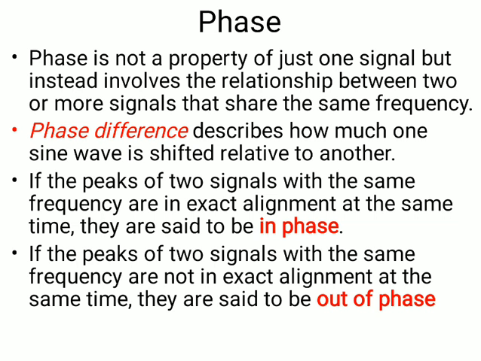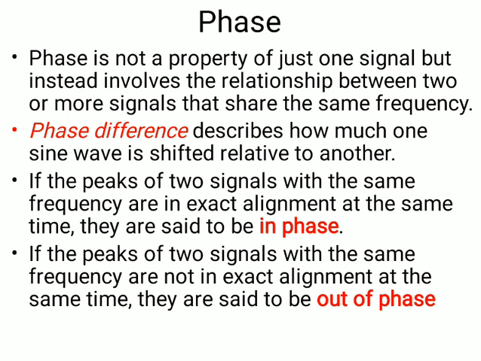So phase is not a property of just one signal, but instead involves the relationship between two or more signals that share the same frequency, right? So we cannot say what is the phase of this waveform. We have to say what is the phase difference between these two waveforms. Phase difference describes how much one sine wave is shifted relative to another. When we see the diagram, we will clearly understand.